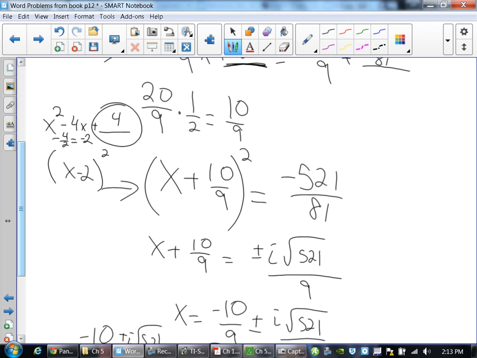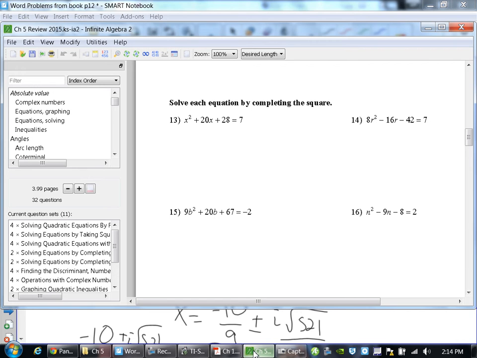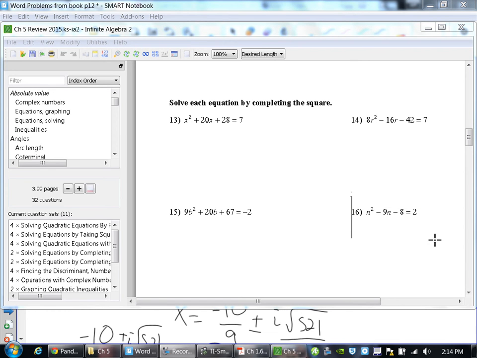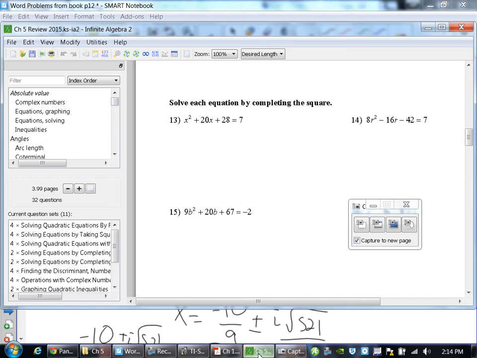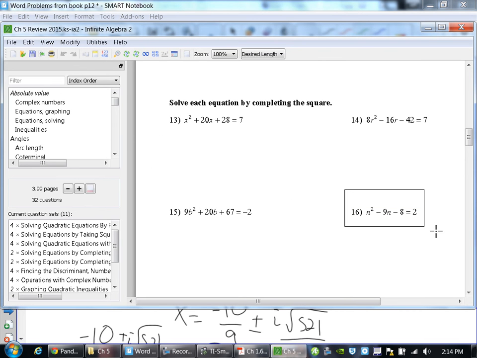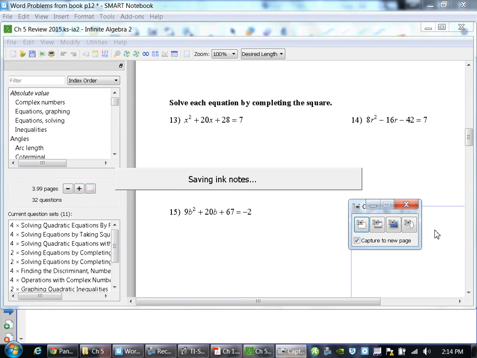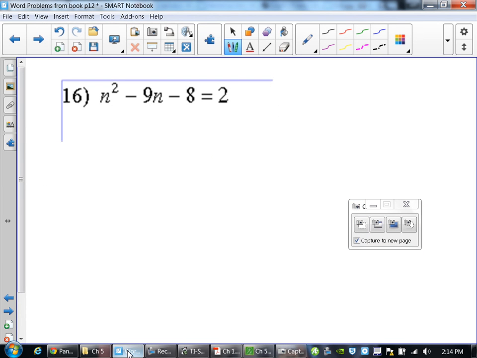Maria, what do you got? 16? You guys need to go back and re-go through completing the square, section 5.3. There may be a video online that I've done. There you go. Bring the 2 over. Actually, I probably could have moved the 8 right away, but whatever. So now I'm going to move the 10 back to the other side.